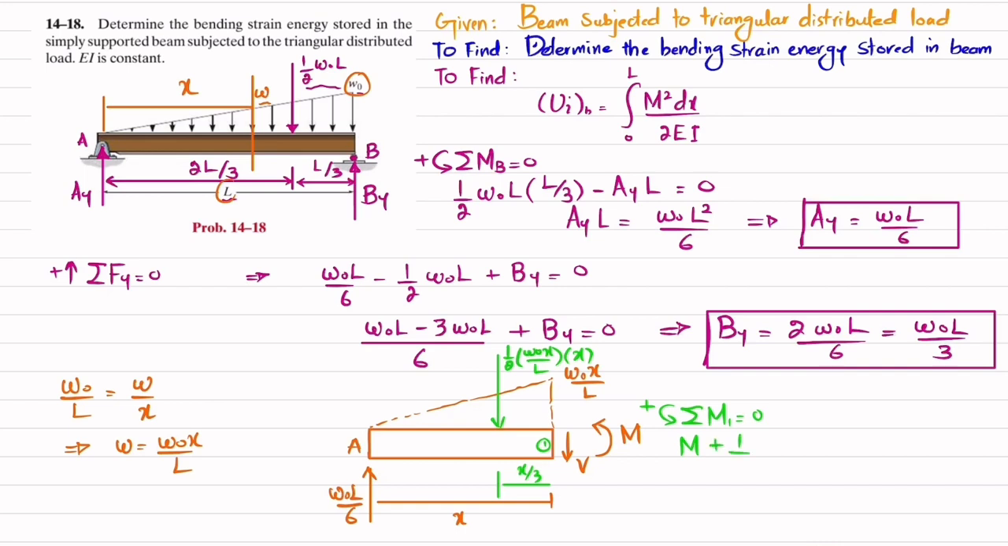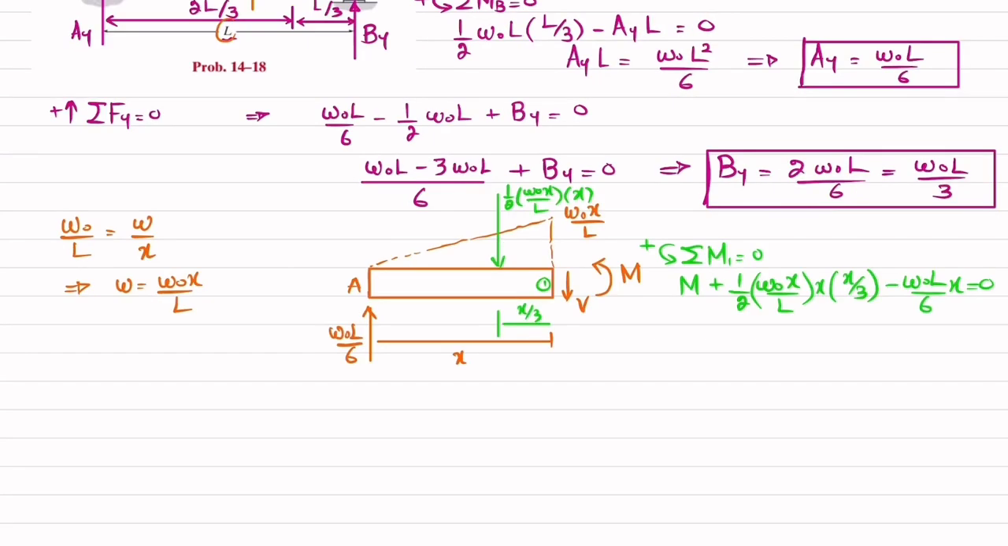So I will write plus 1/2 W0 X over L into X, and the perpendicular distance is X by 3. And the last moment is due to this load into perpendicular distance X, and this is producing clockwise moment, so it will be negative. So minus W0 L over 6 into X is equal to 0. Okay, so M plus W0 X cube over 6L minus W0 L X over 6 is equal to 0.